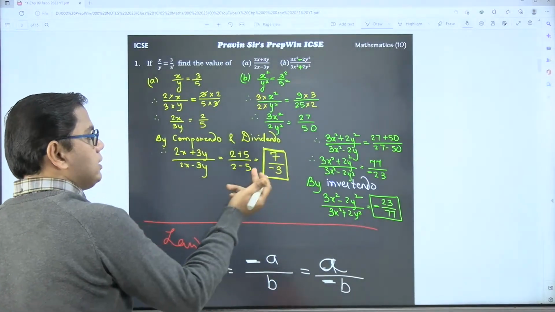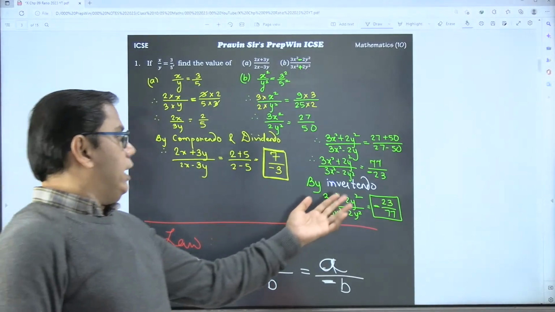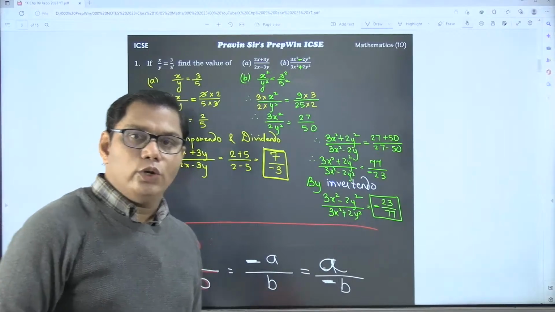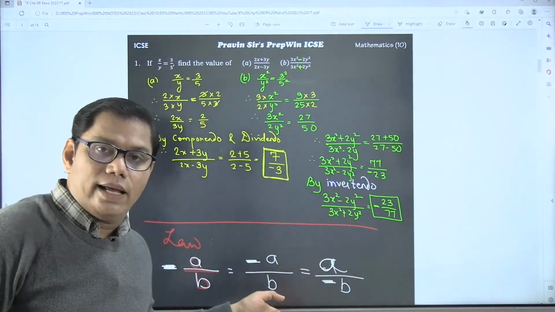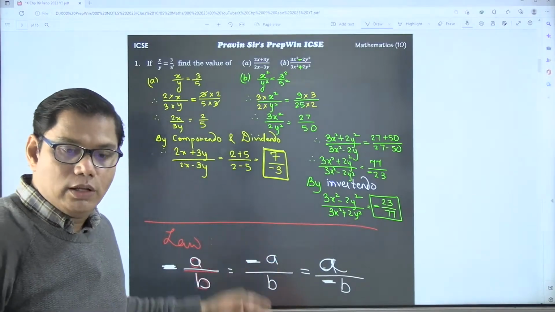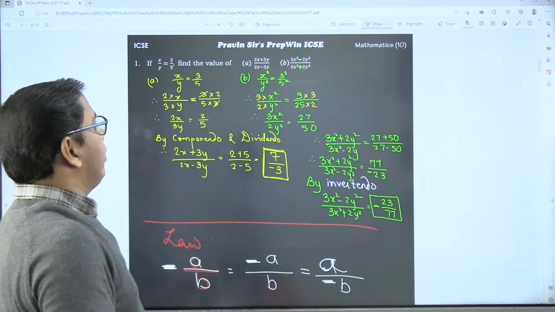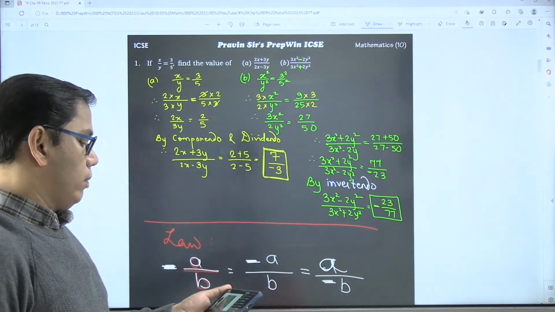So this fraction is negative. You can put the sign in the denominator. If you want, you can put it just in front of the ratio or in the numerator also. But take care of one thing: don't put the sign in all three places, numerator also, denominator also, and in front also. You will have one minus sign, and you can put it anywhere. Have you understood this question number one? Let me know.